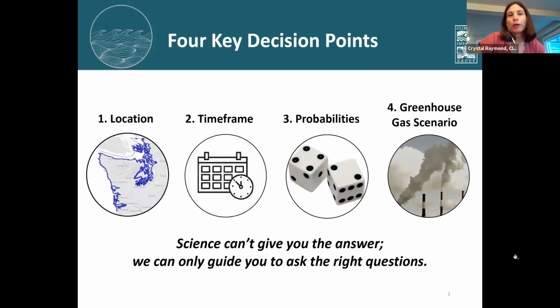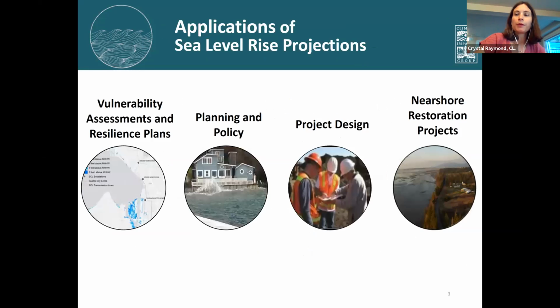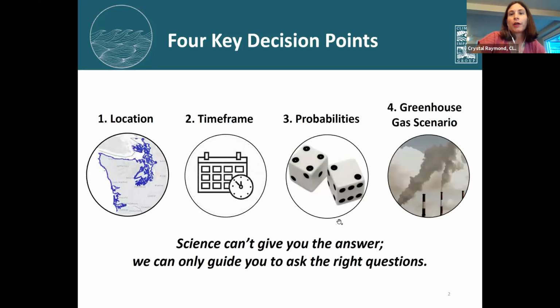And one of the key points that I want to make here is that science has given us these sea level rise projections. They were developed as part of the Washington Coastal Resilience Project. And the science is really in the numbers and the range of projections that are given. But which numbers you choose to use from that range is not a scientific question. Science can't answer that. It's really a question about your organization, the risk tolerance of your organization, and what is appropriate for a given situation. And so what we are intending to do with this document is guide you to the right questions to ask when deciding which numbers are right to use for your application.